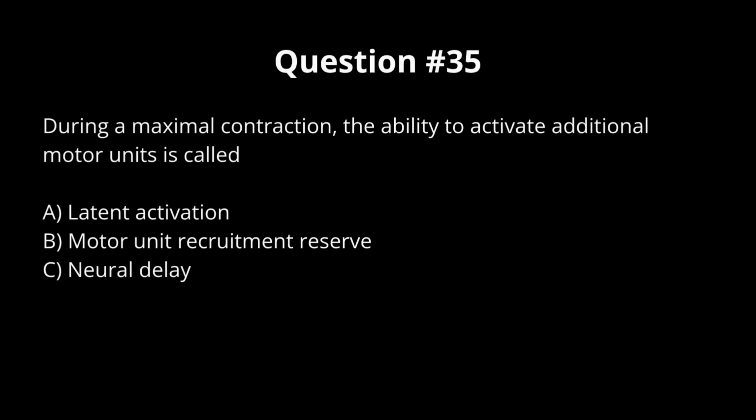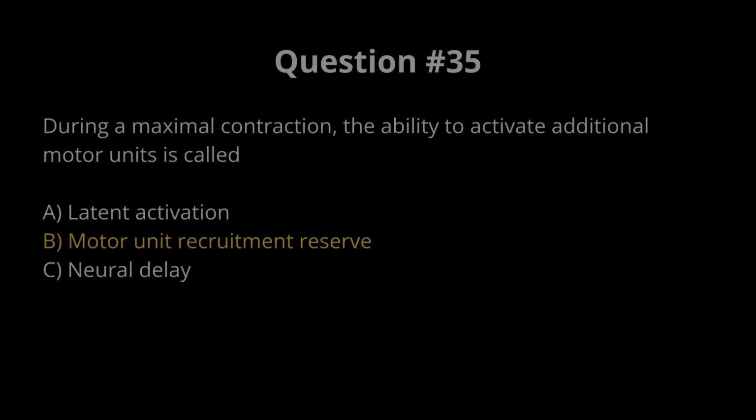Question number 35. During a maximal contraction, the ability to activate additional motor units is called A. Latent activation. B. Motor unit recruitment reserve. C. Neural delay. The correct answer is B. A recruitment reserve refers to previously inactive motor units that can be activated during high-intensity effort.